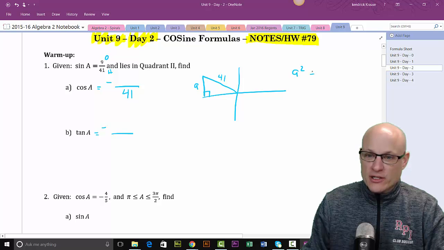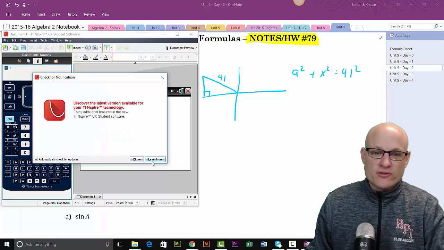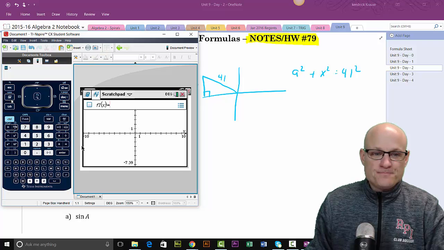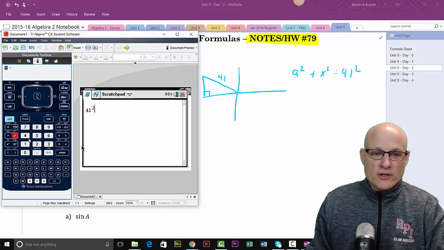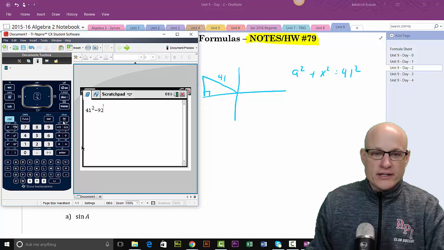So I do 9 squared plus x squared equals 41 squared. So on my calculator, and some of you ought to start doing this, get a little smarter, use your brain: 41 squared minus 9 squared. Where'd I get that from? My brain, kids, my brain.